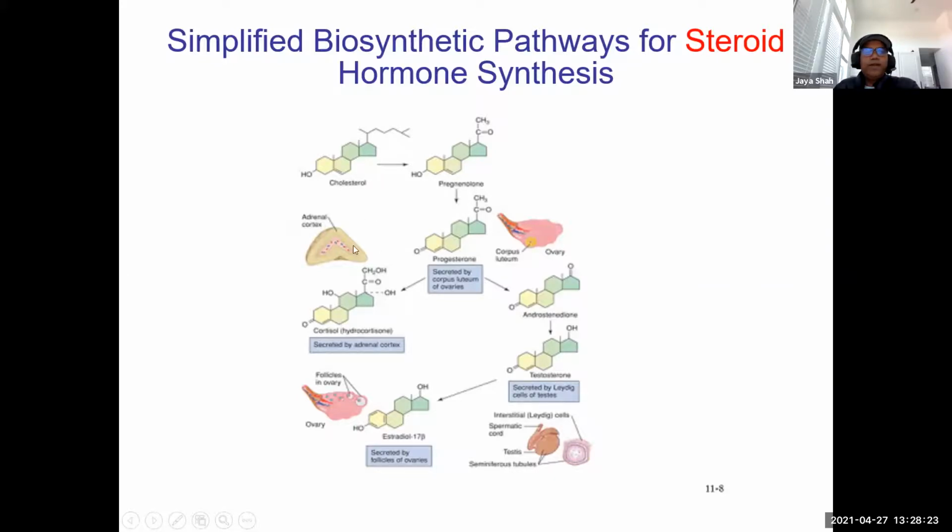And this pregnenolone then changes further, and all these changes happen in the adrenal cortex and in the ovary. They make progesterone, and the adrenal cortex makes cortisol, hydrocortisone, and mineralocorticoids. You see, androstenedione, testosterone from the testis, and then estrogen and progesterone from the ovary ultimately. And then they secrete into the blood. So basically, the idea is they take cholesterol and make these hormones and then put them into your blood.